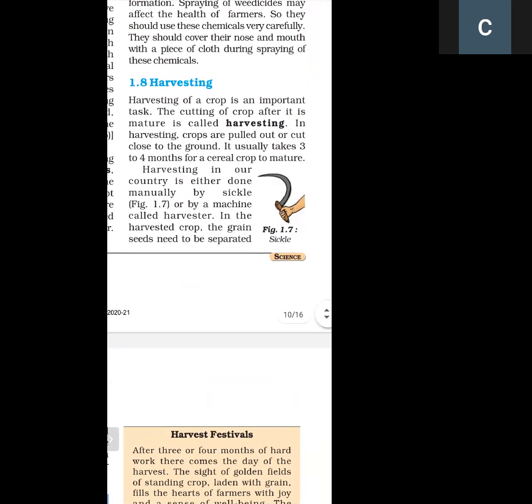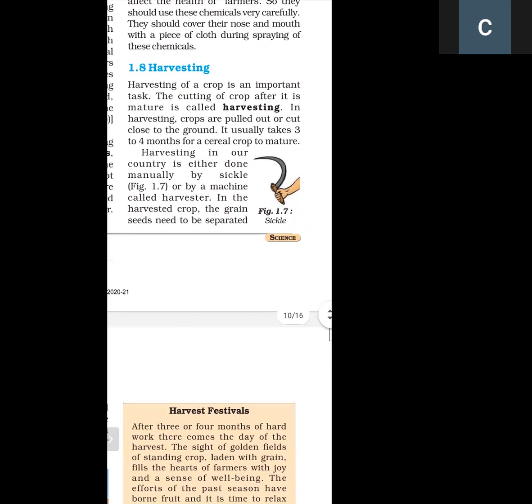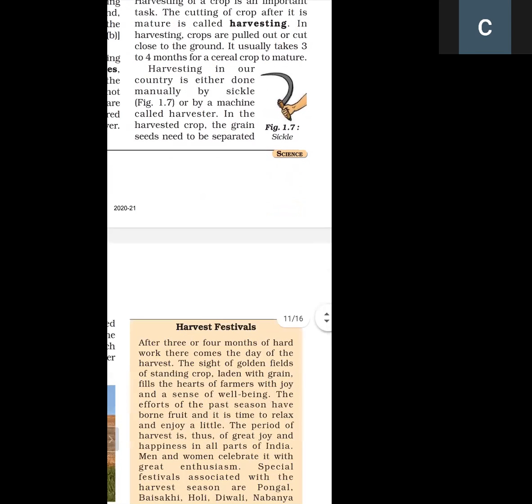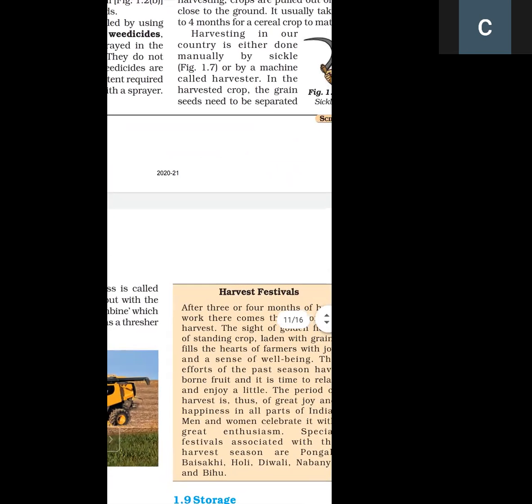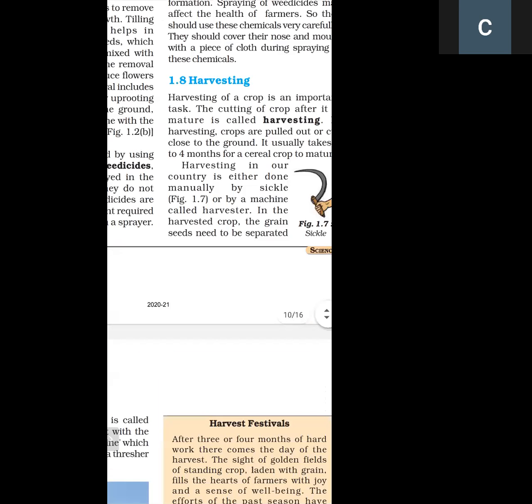A crop takes 2 or 3 or 4 months to mature, and when the crop matures, the crops are pulled or cut close to the ground. Harvesting in our country is done with the help of a sickle or with the help of a machine, and these machines are called harvesters. In the harvested crop, the grain seeds need to be separated from the chaff, and this process is called threshing.